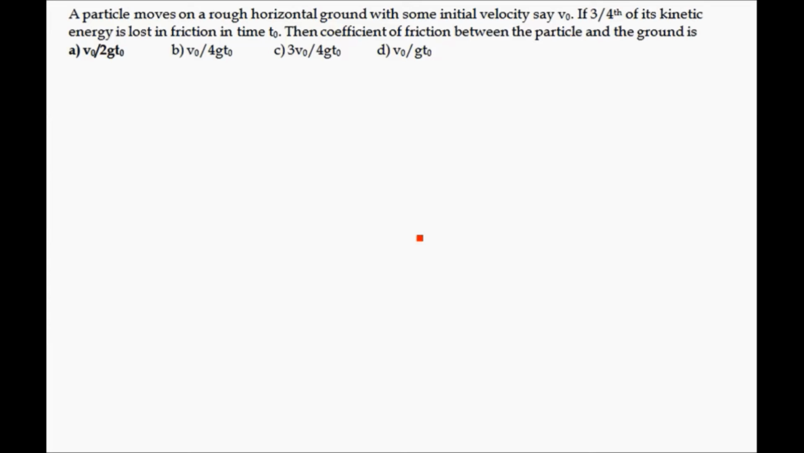So I first draw the figure. This is the particle which is moving with some initial velocity v0, and the frictional force mu mg acts on it. Here t is equal to 0, and here time t is equal to t0. After time t0, suppose its velocity is v, then v will be such that 3 by 4th of the kinetic energy will be lost.